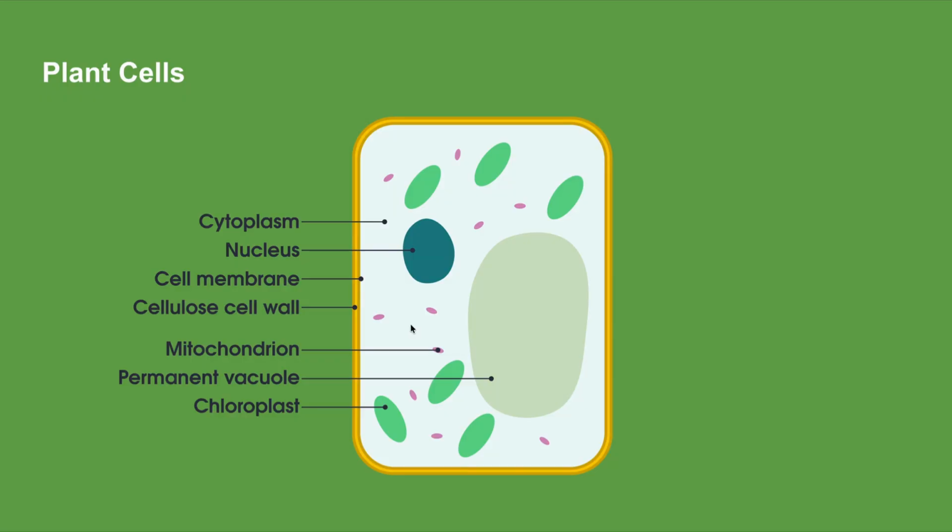Here is a plant cell. As you can see, the same again, cytoplasm, the nucleus, the cell membrane. However, the cell wall is in the plant cell, but is not in an animal cell. The cell wall ensures that the structure maintains as it is and everything remains within the cell.